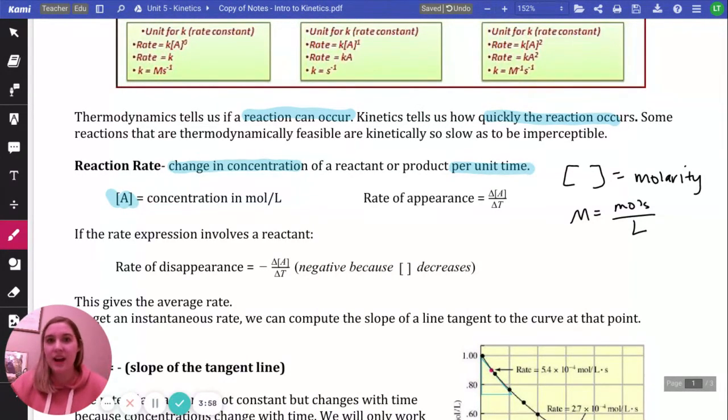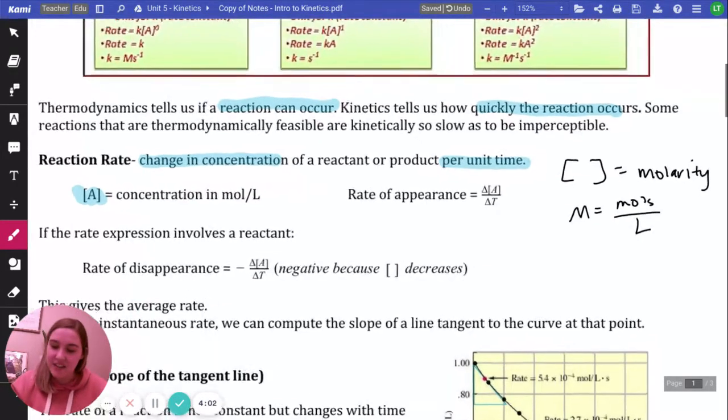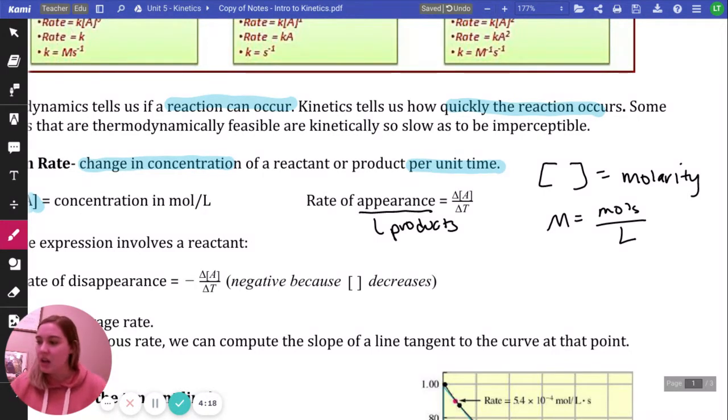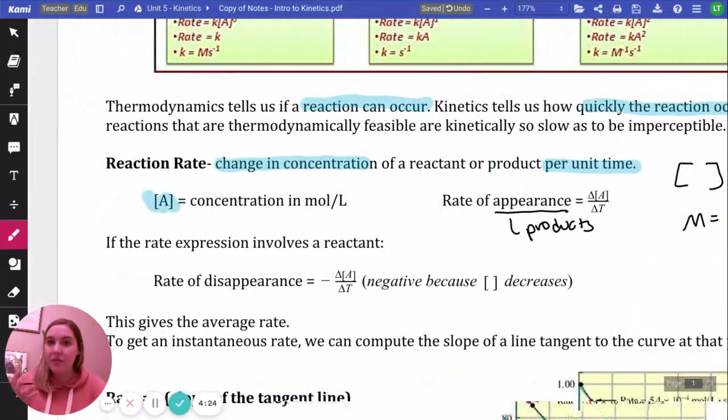Whenever we're talking about the reaction rate of a product, we are talking about the rate of appearance. All right, so rate of appearance is for products, and it is equal to our change in concentration of our product over our change in time. Okay, so that would be our first one: change in concentration of our product over change in time. However, if it involves a reactant, we have something slightly different.